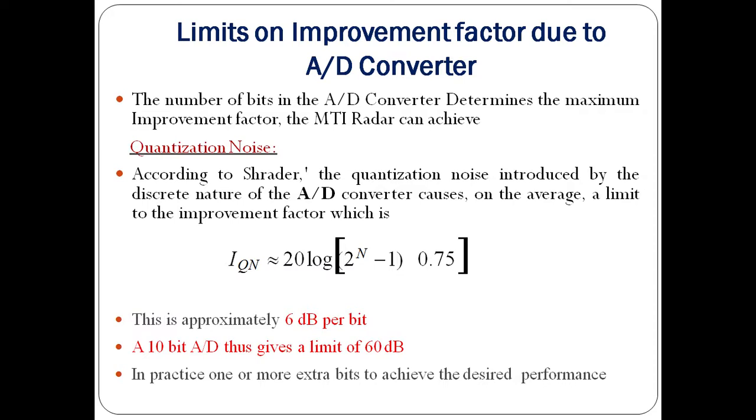If I take a 10 bit A to D converter, we can achieve a maximum limit of improvement factor of approximately 60 dB. If I take a 12 bit A to D converter, 12 into 6 dB, 72 dB. In practice, one or more extra bits are used to achieve the desired performance. It is as per the requirement.